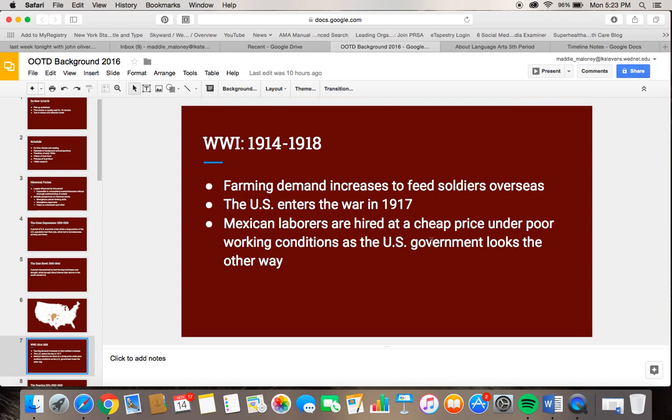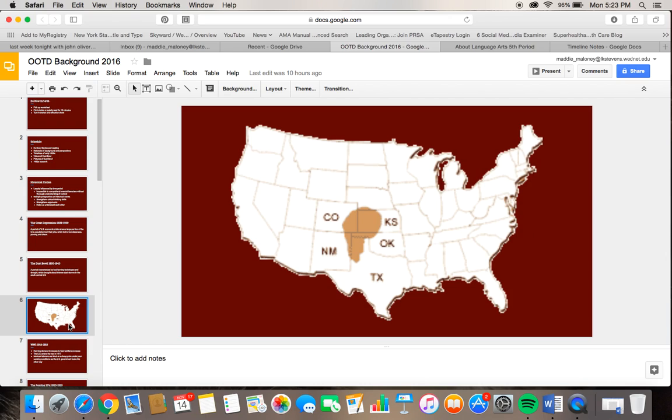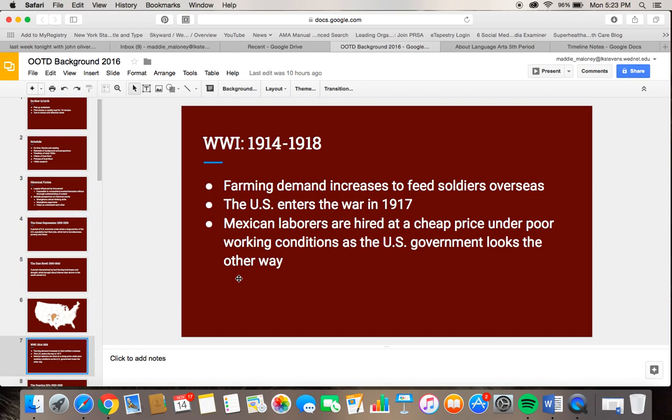All right, so World War I. This is where a lot of things start. Farming demand increases to feed the soldiers overseas. So what do U.S. farmers do? They buy more land. People move out to the Great Plains, okay, this area here, that little brown spot, and they start having really successful farms. They start hiring more workers to help them farm the land, and they're making some good money, turning some good profit. And they're feeding soldiers, not just American soldiers in 1917 when we enter the war, but they're also feeding soldiers from different countries in Europe.